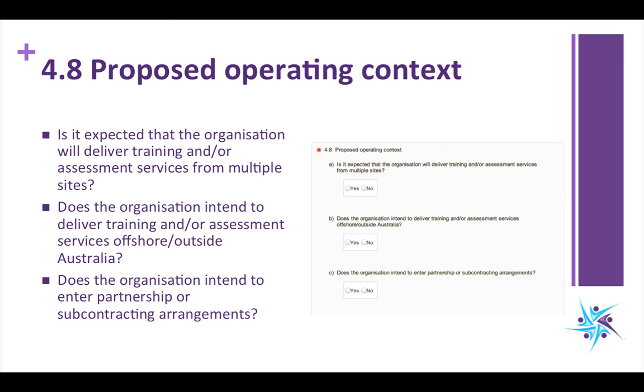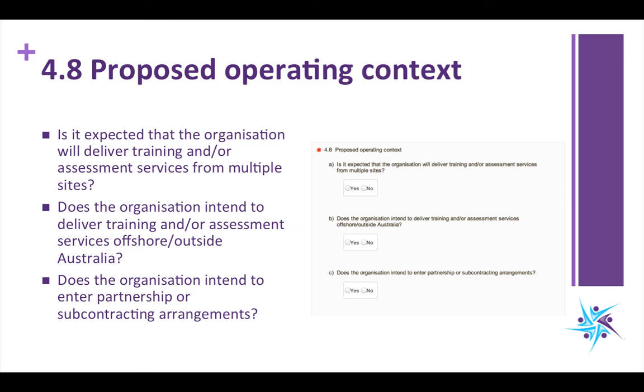The next question is: does the RTO intend to deliver training and/or assessment services offshore, outside of Australia? I would recommend here that you say no to this. If you currently are delivering, or intend to deliver, training and assessment services offshore or outside of Australia, I would recommend you declare this later on down the track. I wouldn't declare it now at this stage because it could bring up other complications when you go to audit. We can discuss it with your auditor when we go to audit, and we can state to them there that it is your proposal that you will deliver offshore, but we just don't declare it at this stage. We can work that out later on down the track.